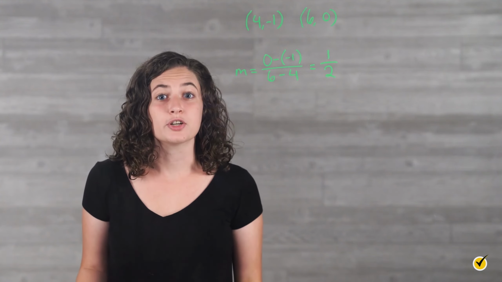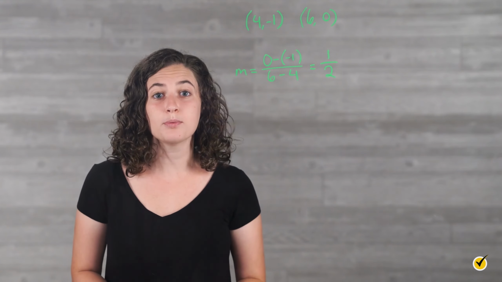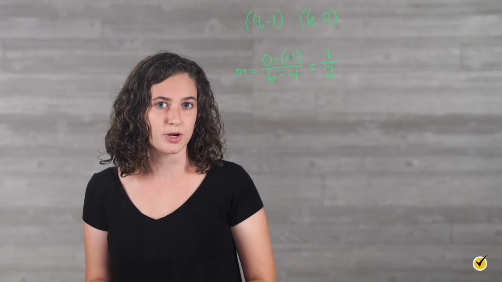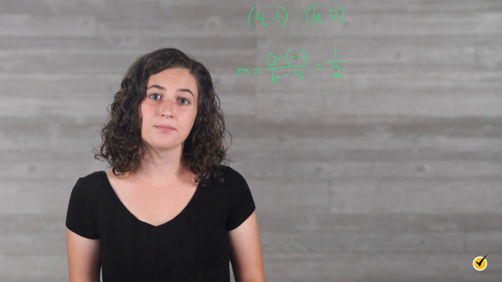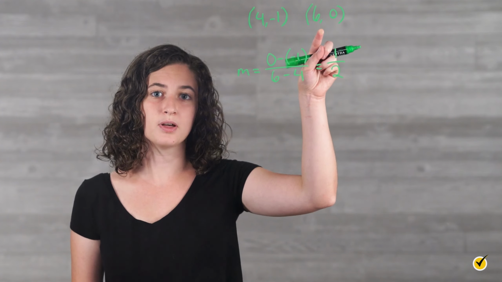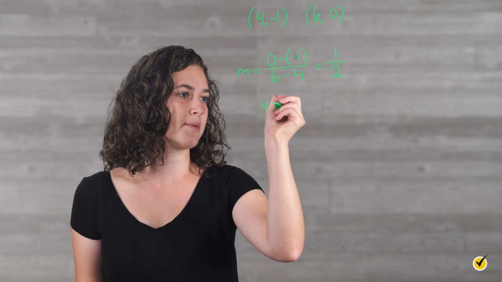Now that we have the slope of the function, let's plug m and one of the points into the slope-intercept form equation. Either of the 2 points will work, so I'm going to use (6, 0). Let's write out the function y equals mx plus b.